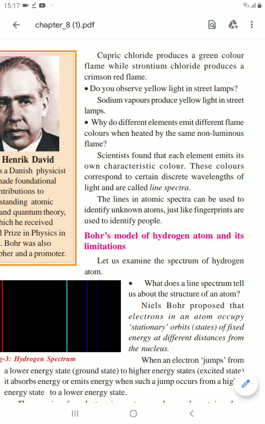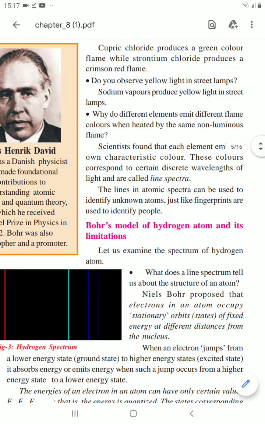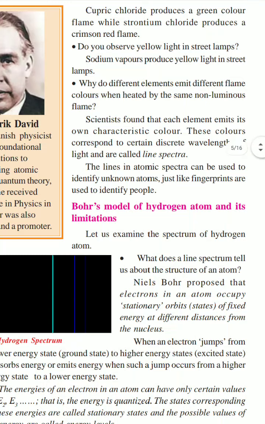By using this line spectra only, in the atomic spectrum also, we can know what unknown particles are available in an atom. By using this, Niels Bohr gave one atomic model, which is called Bohr's model of the hydrogen atom, and its limitations also.